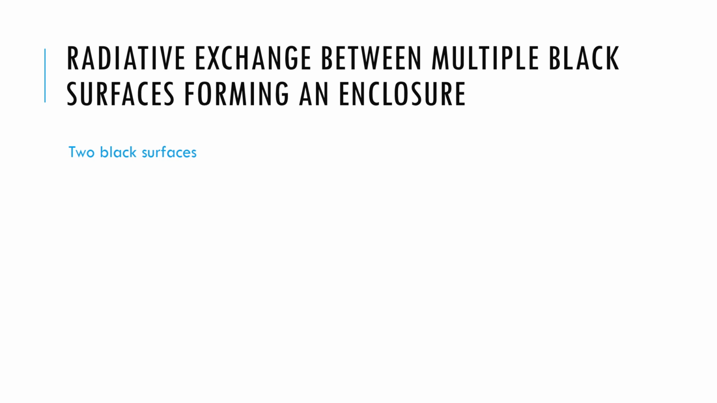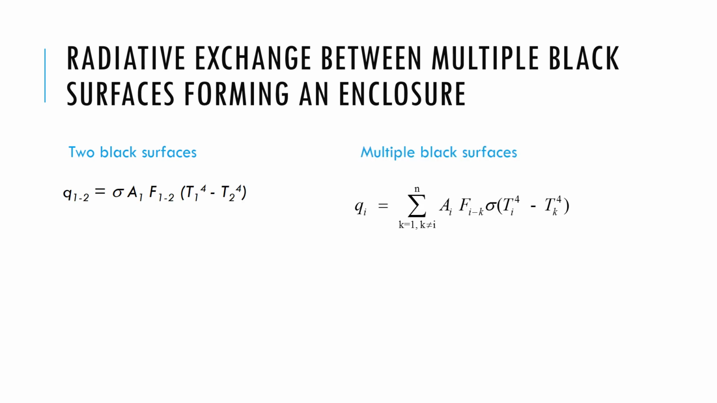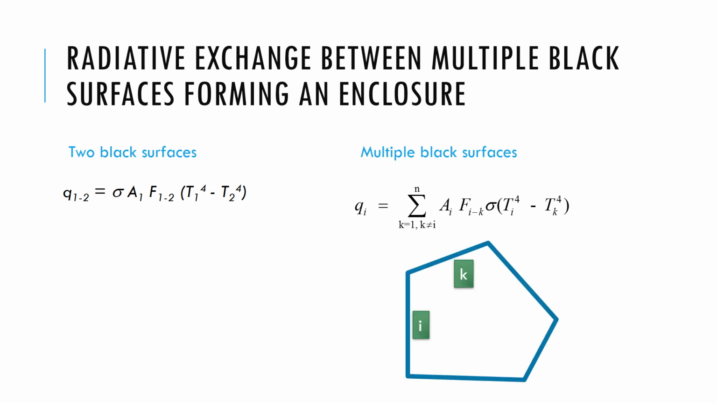So we move to situations that are slightly more complex. When we have multiple black surfaces, for example here we have not just two black surfaces, but multiple surfaces forming an enclosure. We can handle this one using the black body exchange formula that we derived. So this formula is between any two surfaces.